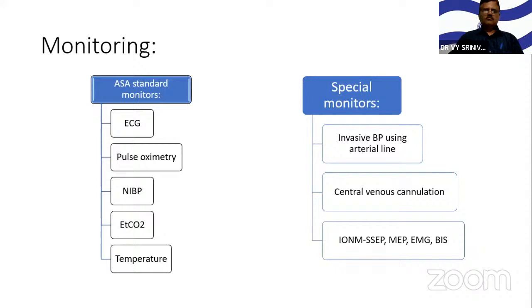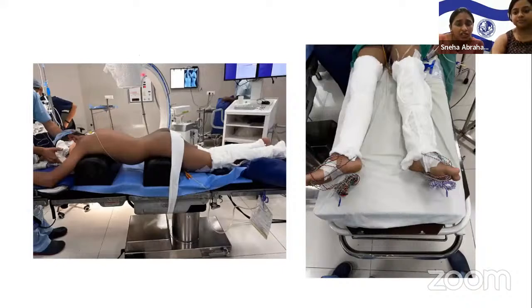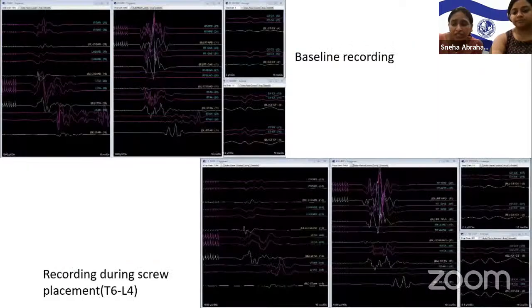The frontal 4-lead montage for bispectral index was also placed. As you can see in this picture on the right side of the screen, the electrodes for motor evoked potential, sensory evoked potential, and electromyogram were placed, and the electrodes were wrapped to prevent dislodgement during positioning and during surgery, following which the patient was induced, and after intubation, the patient was put in prone position.